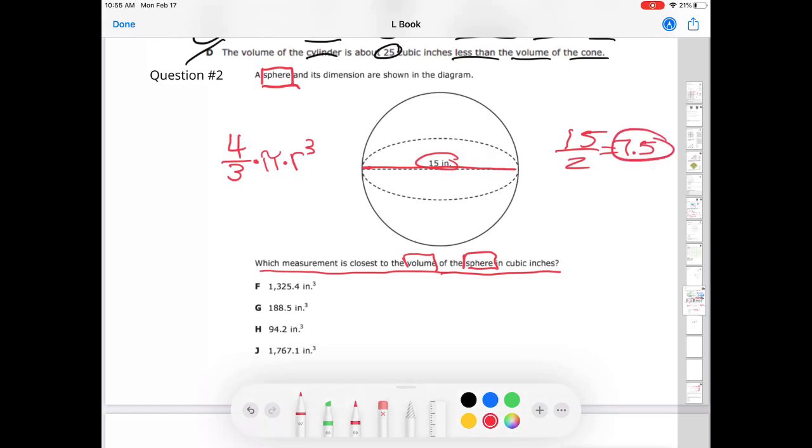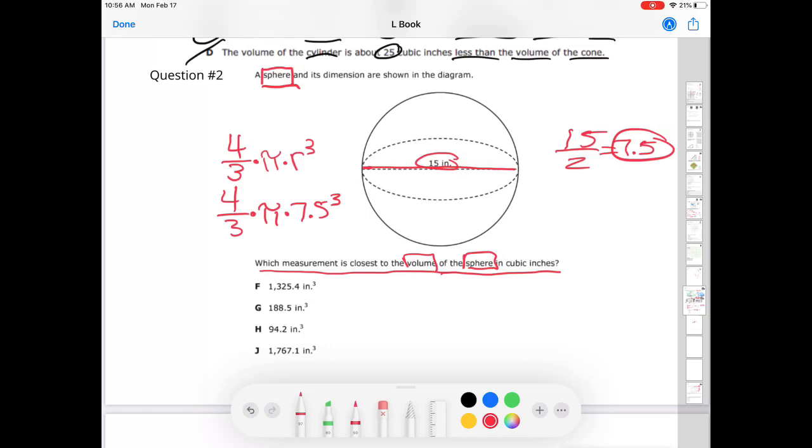Now, go ahead and use your calculator. I'll give you a little bit of time. And here's your formula. Using your formula again, you're going to plug in 4/3 times pi times 7.5 cubed. This question is pretty straightforward. No tricks about it. So I'll give you a little bit of time. Go ahead and use your calculator.